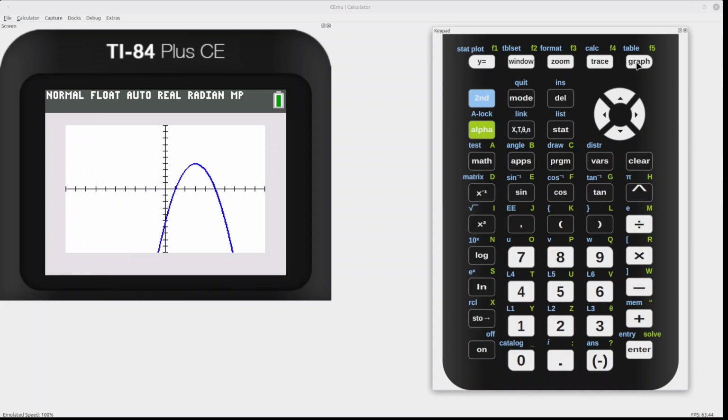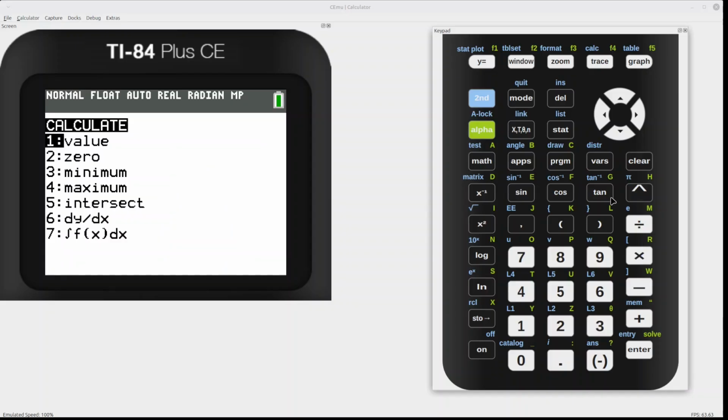Okay, so we have a parabola which is opening downward. We'll repeat the same process as before. We'll define our left boundary, our right boundary, and then we'll ask the calculator to guess. So second, trace, calc. Let's go to maximum.